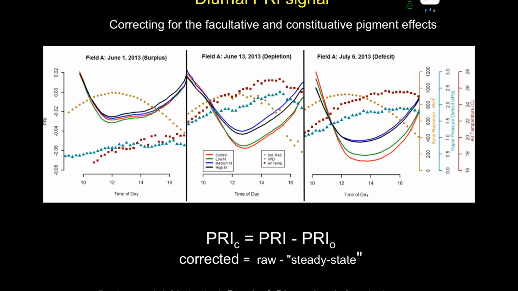So what we wanted to do was to attempt to correct for these confounding facultative and constitutive effects on plant function. So we take the PRI throughout the day and we subtract a steady state PRI or a dark PRI, which was used during low incident irradiance conditions, and we compute the PRI-C, which is just any PRI collected throughout the day subtracted from that low irradiance condition PRI at the beginning of the day.